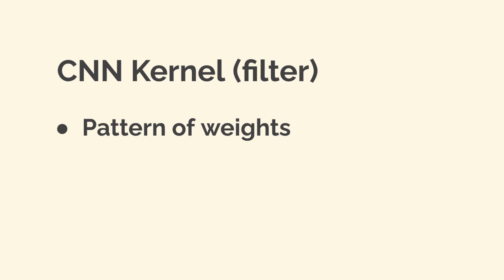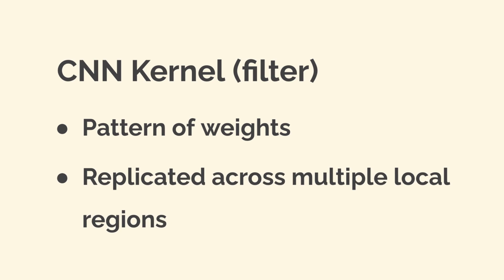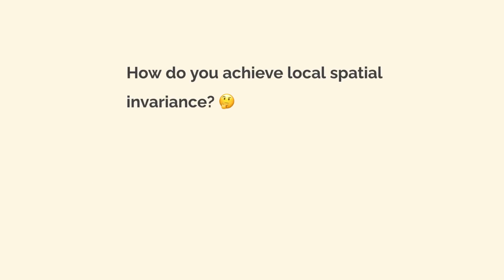A kernel or a filter is a pattern of weights, and it's replicated across multiple local regions of the image. It's a window, and you don't look at the whole image at once. You look at a tiny portion of the image, and then you go throughout the whole image in that tiny window. So you go through each image one little section at a time.